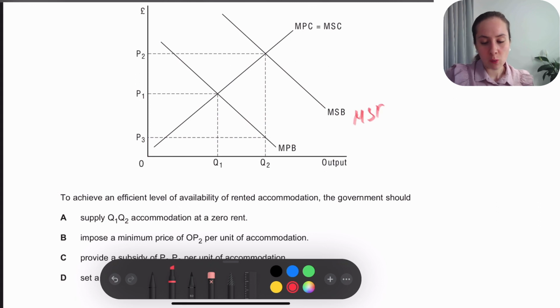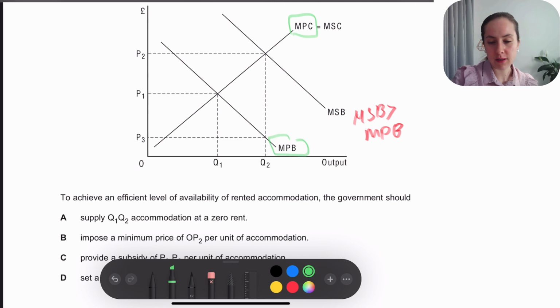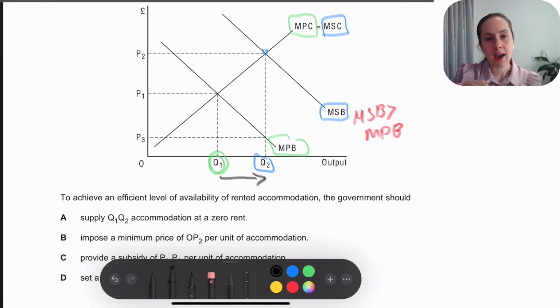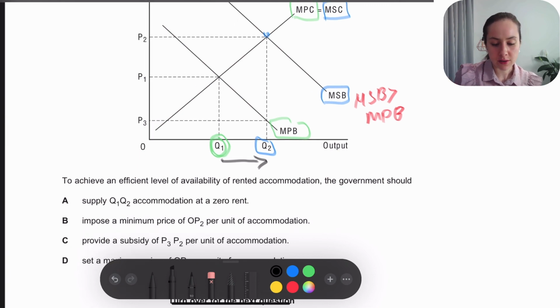Okay, we have a merit good here because we've got MSB higher than MPB. And to achieve efficient output, in a free market selfish, the free market does MPC, MPB, and produces Q1. Ideally, society would have looked at these two curves and produced Q2. So translation, this question just wants to ask, how do we get to Q2?